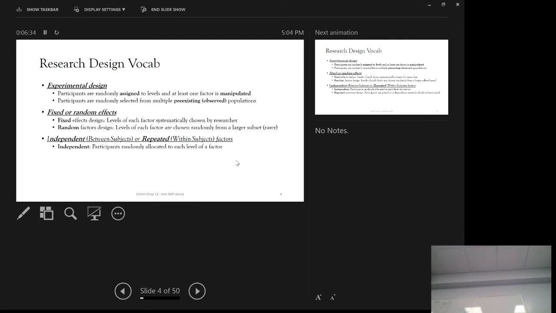A repeated factor is something that is changing, or where we have different levels within the same person. So if we did a pre-test and a post-test on every person, then pre versus post time, doing the test, is repeated within the same subject.